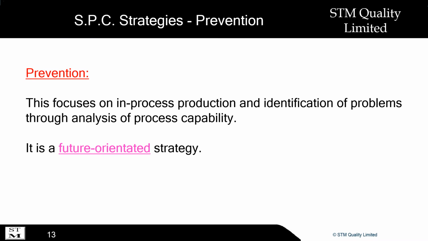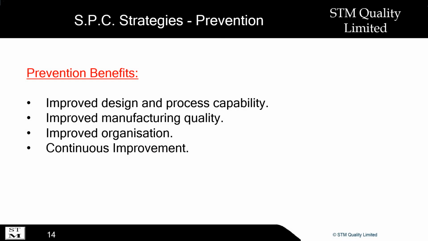Prevention. This focuses on in-process production and identification of problems through analysis of process capability. It is a future-orientated strategy. Prevention benefits: improved design and process capability, improved manufacturing quality, improved organization, continuous improvement.